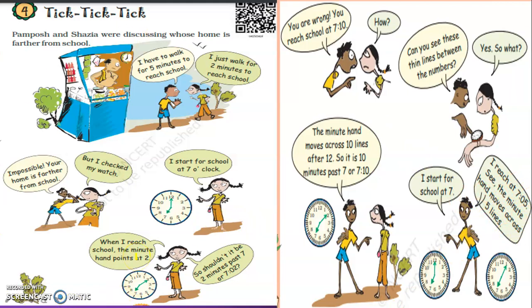So in your previous grades you have understood how to calculate time, how to count the minutes and how to count the hours. So over here this boy is saying that he takes 5 minutes to reach school, whereas the girl says that she takes just 2 minutes. So 2 minutes, maybe she thinks it is like cooking Maggie food. But here the boy explains to her that in a clock there are thin lines. Those thin lines represent minutes.